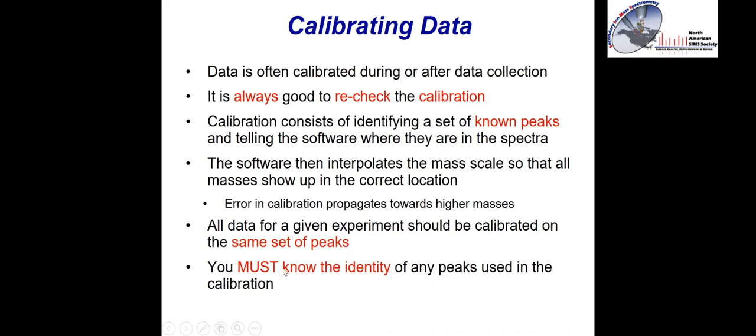And the most important thing in calibration is you must know the identity of any peaks that you're calibrating on, because if you calibrate on something and you're just guessing and you're wrong, then your entire mass calibration will be wrong, meaning all the identities of your peaks will likely be wrong.